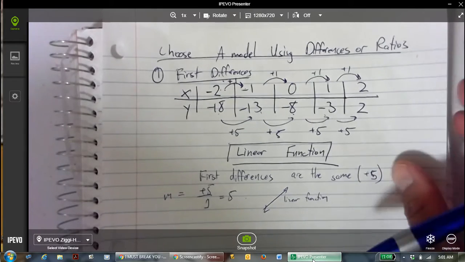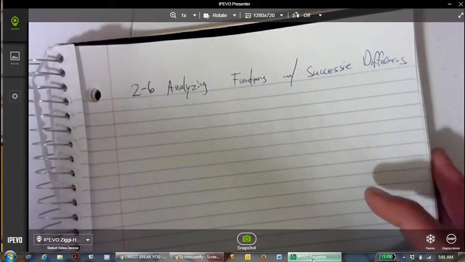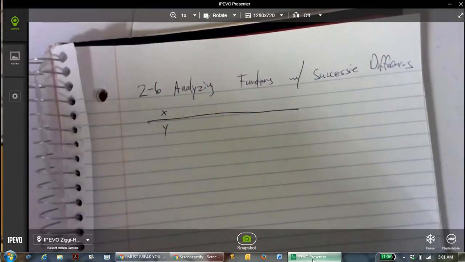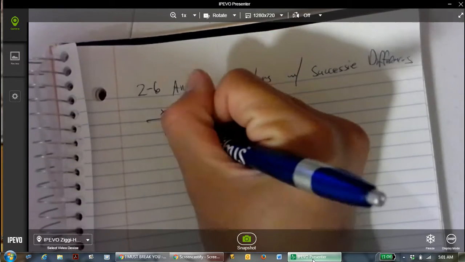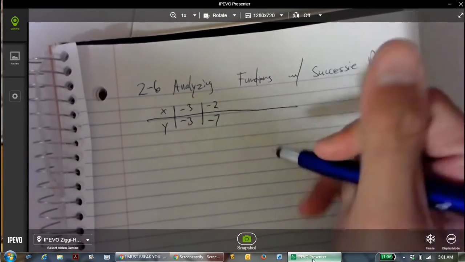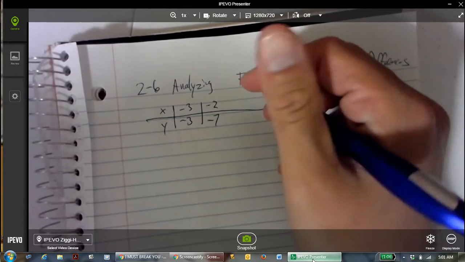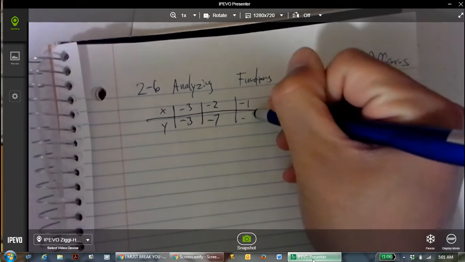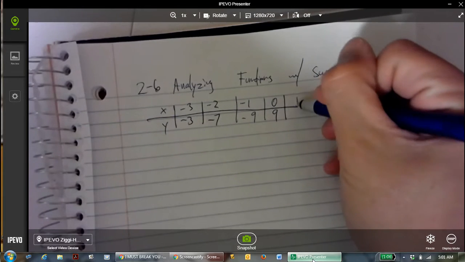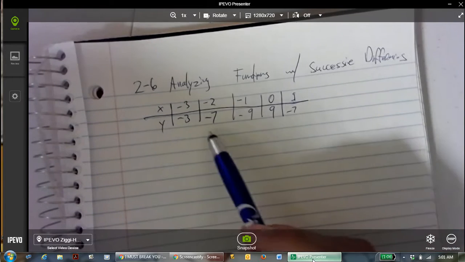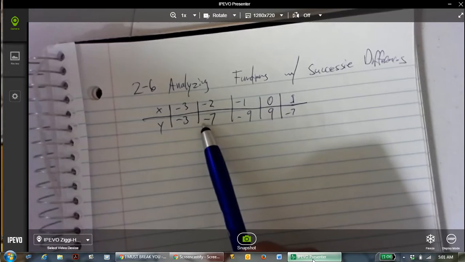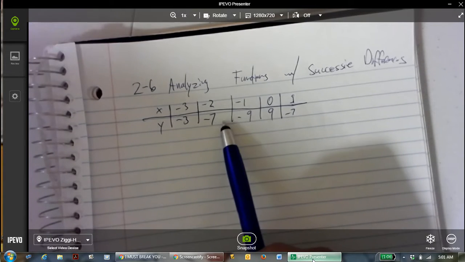Now let's go through another example where that might not be the case. Let me draw another table, x and y, so you can take this down as notes. -3, comma -3, -2, comma -7. You can follow along and put this in your notes as well. -1, -9, 0, -9, and then 1, -7. This keeps going on and on forever, but we just took a few points here. Now we're looking at it: is this a linear function, an exponential function, or quadratic?